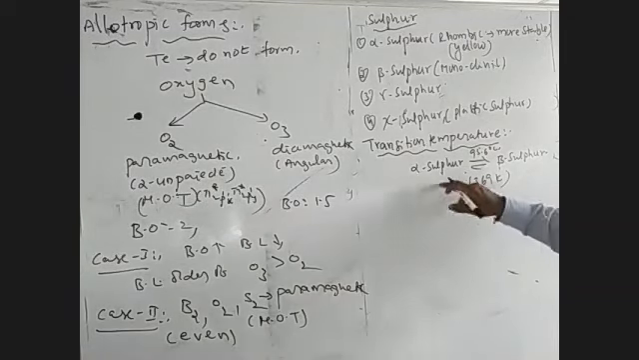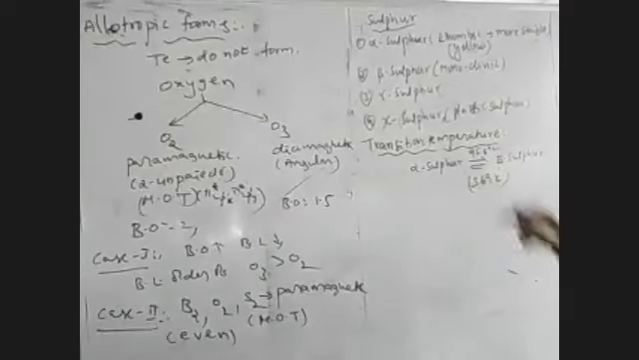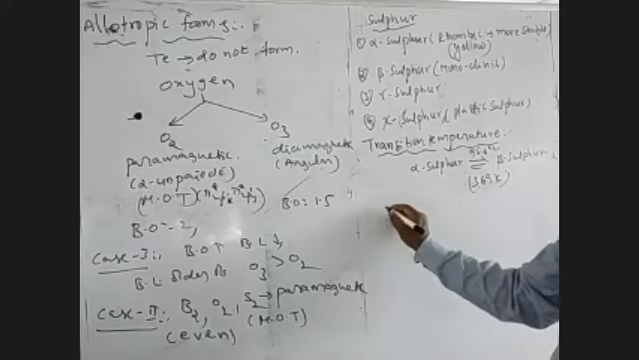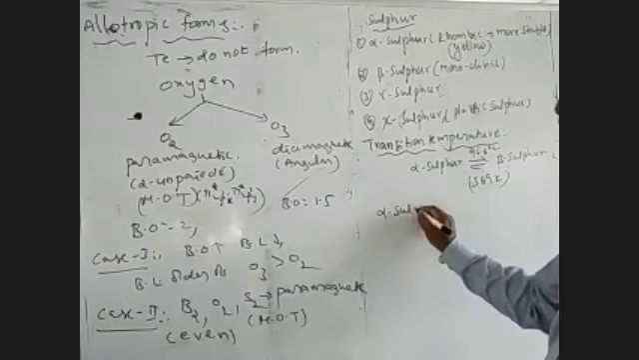The transition temperature of alpha and beta sulfur. Alpha sulfur is called rhombic sulfur. Beta sulfur is called monoclinic sulfur. The temperature is taken as 369 Kelvin. Therefore, the transition temperature of alpha and beta sulfurs is taken as 369 Kelvin. First, we will discuss alpha sulfur.